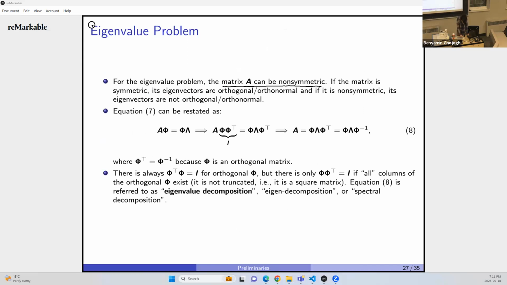If the matrix is symmetric, its eigenvectors become orthogonal or orthonormal, right? And if it is non-symmetric, then its eigenvectors are not necessarily orthogonal or orthonormal. What is orthogonal? When I say two vectors are orthogonal, it means that they are perpendicular to each other, right? Their inner product is 0, right?